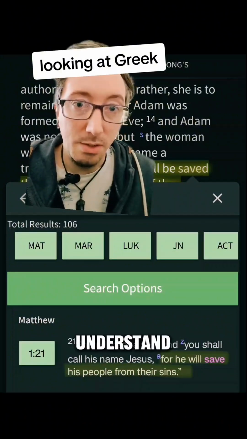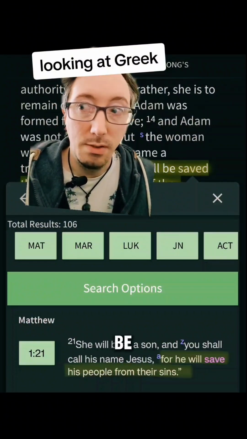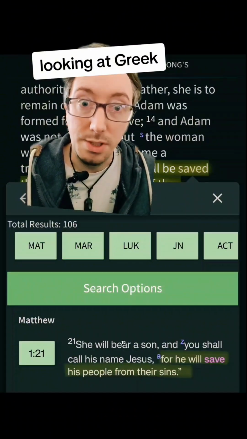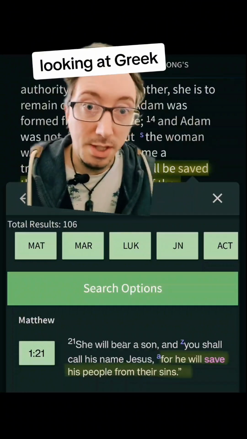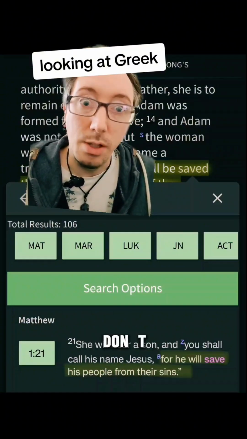So how we understand what Paul's writing here is what we need to understand. Like you say, context is key. So we need to look at that and not just throw it out because we don't like the word saved.